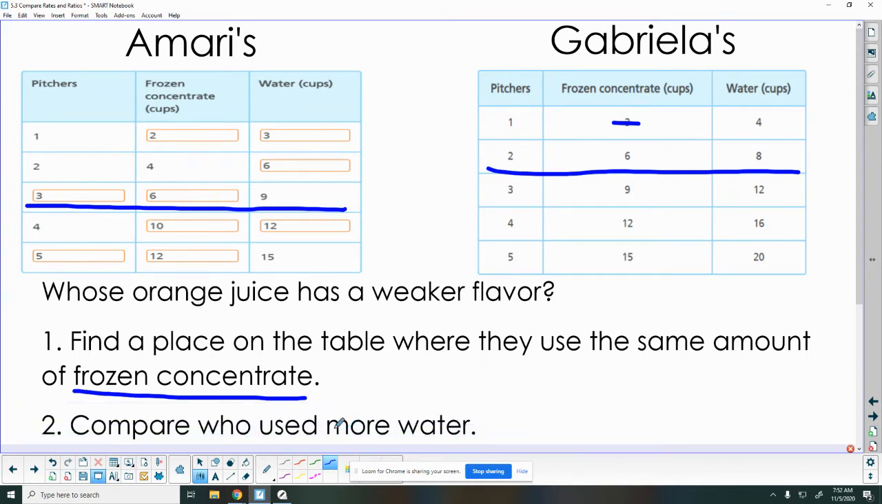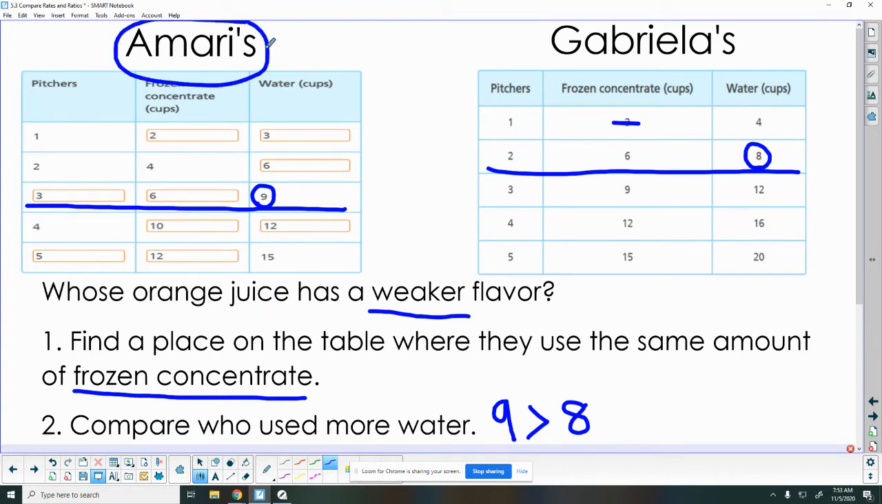So now we want to know who used more water for that amount of orange juice. When Amari used 6 cups of orange juice, she used 9 cups of water. When Gabriella used 6 cups of orange juice, she used 8 cups of water. So when we're talking about a weaker flavor, that means it's not going to be as orange juicy tasting. So that means who put in more water to water the flavor down? Well, Amari, 9 cups of water is greater than 8 cups of water. So it looks like Amari's orange juice has a weaker flavor because she used more water for the same amount of orange juice.